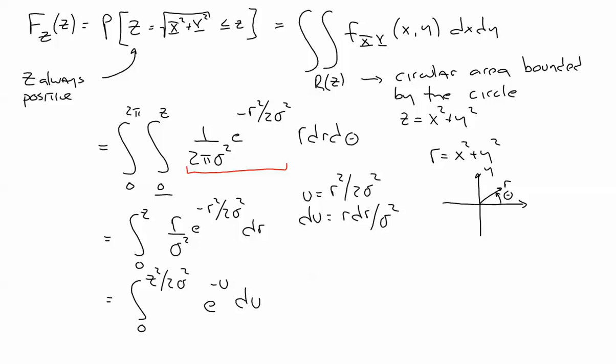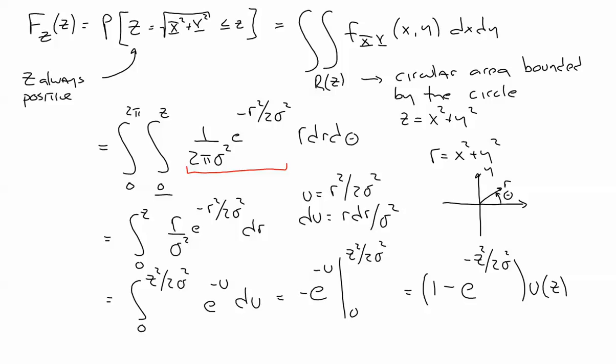Integrating this, I get minus e to the minus u, evaluated from 0 to z squared over 2 sigma squared. And this becomes 1 minus e to the minus z squared over 2 sigma squared. And then at the last step I have to throw in a step function because z is always greater than or equal to 0 in cases.